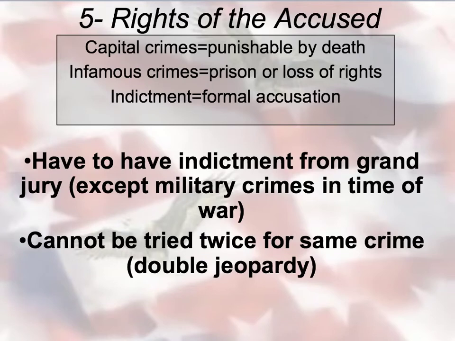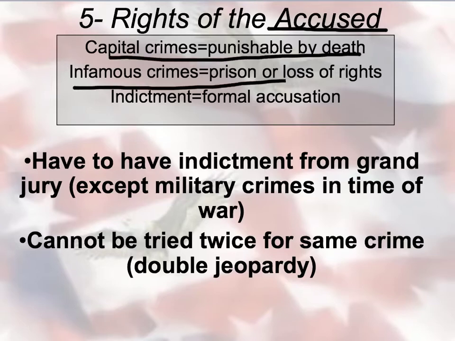Okay, Article 5 is the rights of the accused. Yes, the accused. If you're accused of a crime, you're going to have some rights. All right? First of all, you have to have an indictment from a grand jury for capital crimes and infamous crimes. Capital crimes are crimes that are punishable by death. Infamous crimes are crimes that are punishable by prison or loss of rights. An indictment is basically a formal accusation. You've been indicted for robbery. It doesn't mean you're guilty of it, just that formal charges have been brought against you.